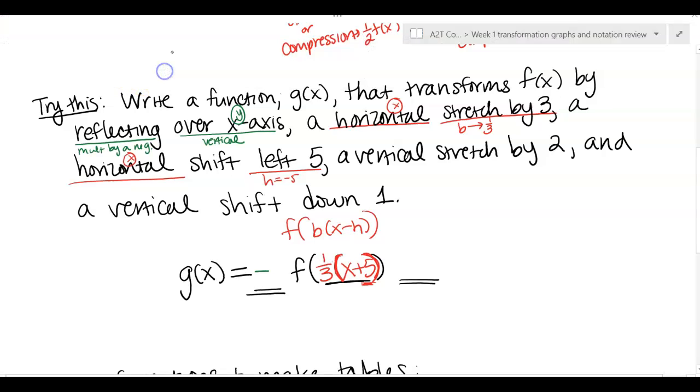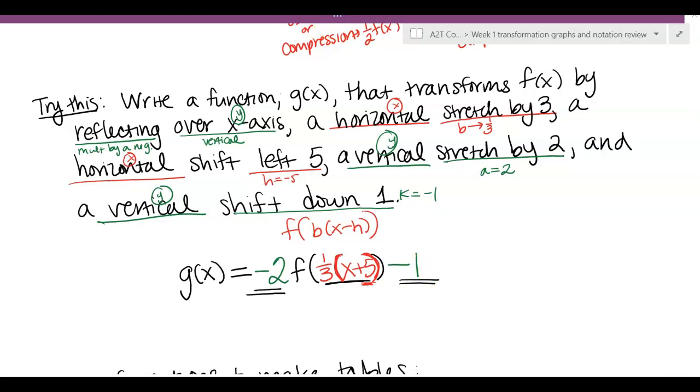Then I have a vertical stretch. So vertical means it's going to be happening to y, a stretch by 2. And that tells me the a value is 2. And it was already negative because of the reflection. So it's going to be a -2 in that a position. And then a vertical, meaning it's happening outside the function to the y values. A shift down 1, meaning that k is -1. So I'll see my -1 right here. So that's one way to write the answer.